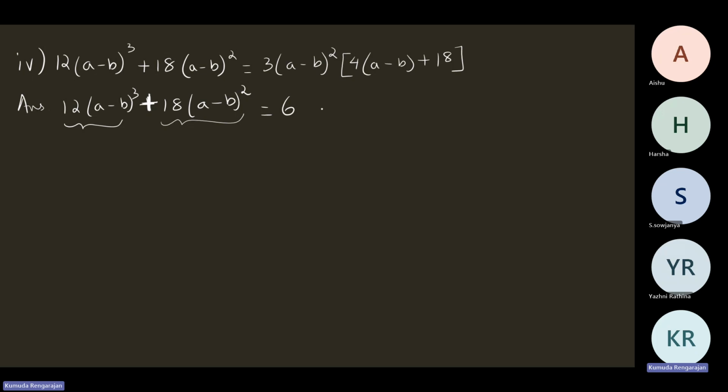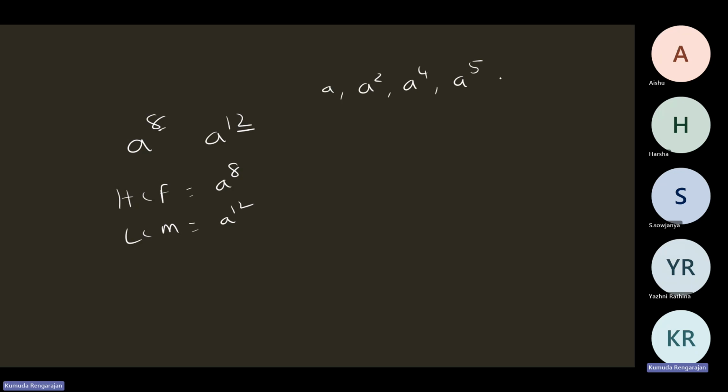We've understood that the least power will be the HCF, the highest power will be the LCM. When we have a to the power 8 and a to the power 12, the HCF of these two is a to the power 8. The LCM of these two is a to the power 12. The one with the greatest power will be the LCM. The one with the least power will be the HCF. Now, supposing you have a square, a to the power 4, a to the power 5, and a to the power 25. LCM is a to the power 25. HCF is a, because least power.